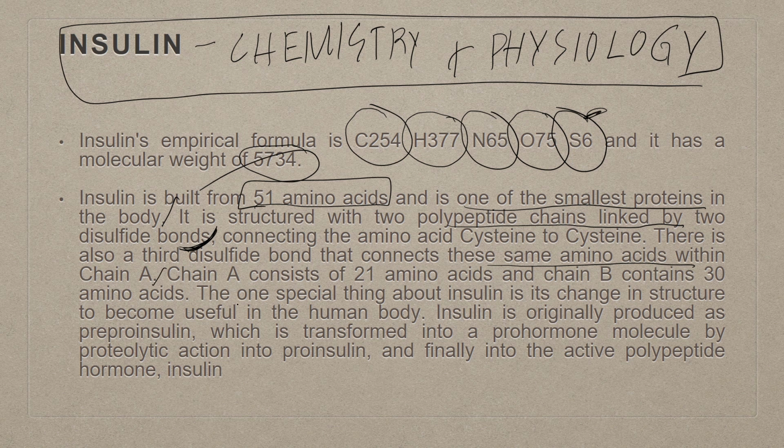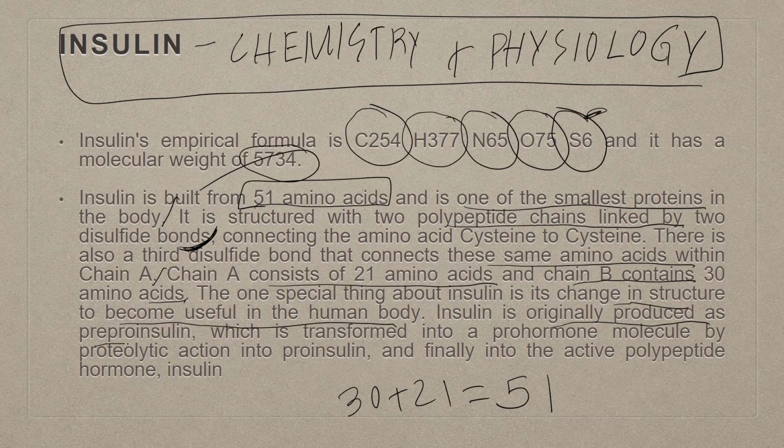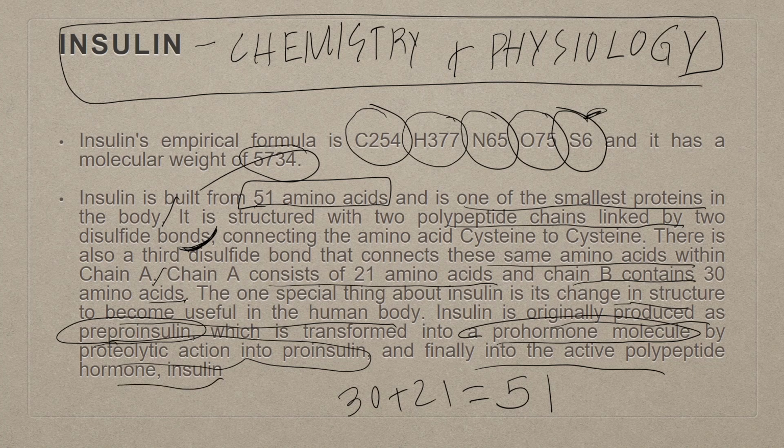within chain A. Chain A consists of 21 amino acids and chain B consists of 30 amino acids. So, that makes it 30 plus 21 as 51 amino acids. The one special thing about insulin is its change in structure to become useful in the human body. Insulin is originally produced as pre-proinsulin, which is transformed to a pro-hormone molecule by proteolytic action into proinsulin and finally into the active polypeptide hormone insulin.